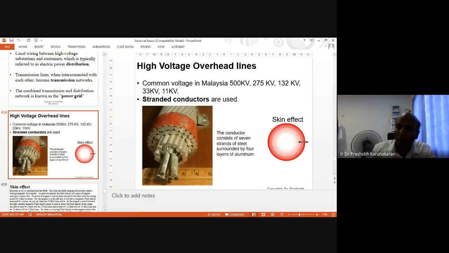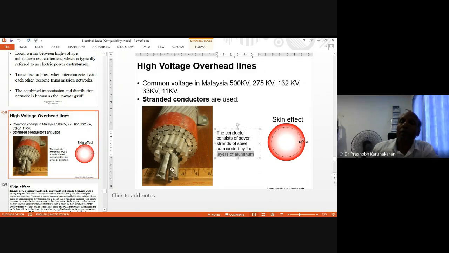So 1, 2, 3, 4 layers of aluminium conductors, and the center is 7 strands of steel. The strands of steel give it strength, so it doesn't fall down in case something happens. This gives it strength because aluminium is not strong, it's brittle.